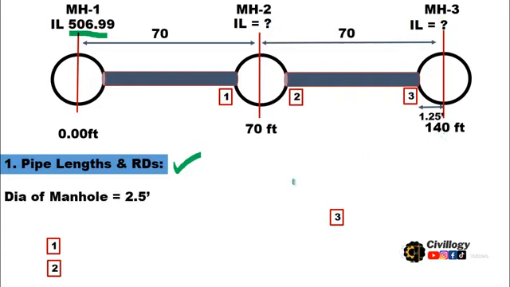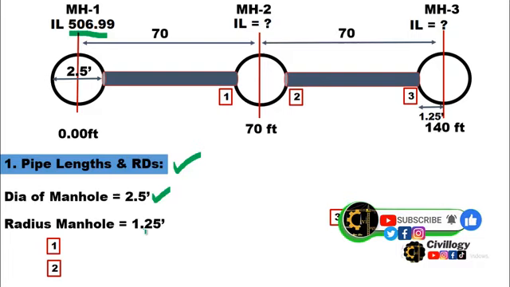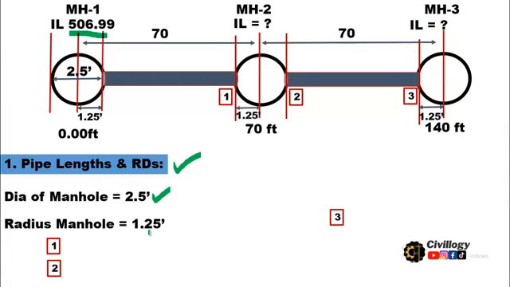As we know that the diameter of the manhole is given as 2.5 feet, and as you can see over here, this is the diameter of the manhole, so the radius will be equal to 1.25 feet. Okay, so this is the radius. So RD at point 1, what will be the reduced distance at this point? By point 1 we mean where the first segment ends and where it enters into manhole number 2. So what will be the reduced distance at this point?